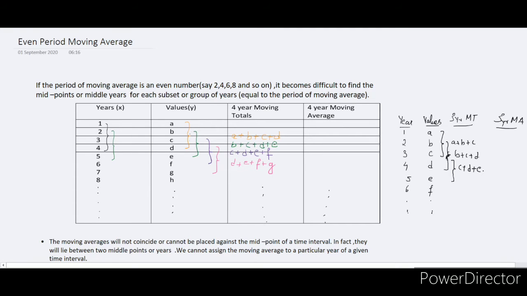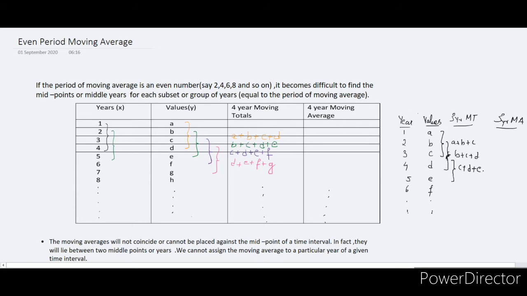Okay, so in the process, what we do is we add the values. When we take the first 4 years, that is year 1, year 2, year 3, year 4, and add the values, we notice that we cannot find the middle value, or the middle year, to put the value against.